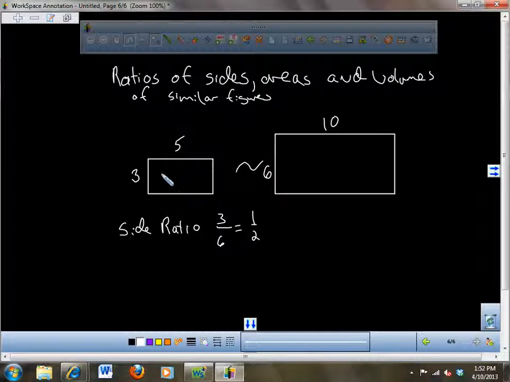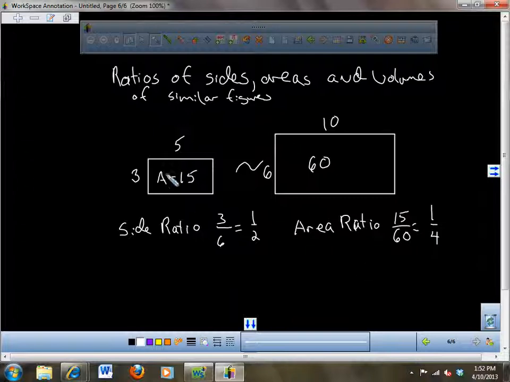But let's find the area of this one. What's the area of this one? 15. What's the area of this one? 60. That's very good. It's 4 times greater. So the area ratio, in this case, is equal to 15 to 60, which is 1 to 4.